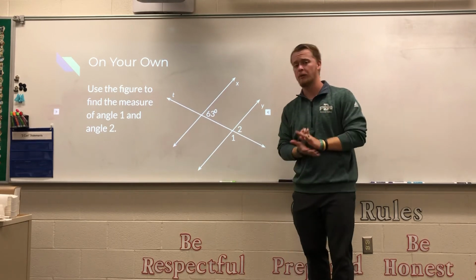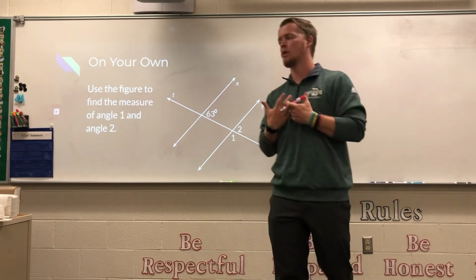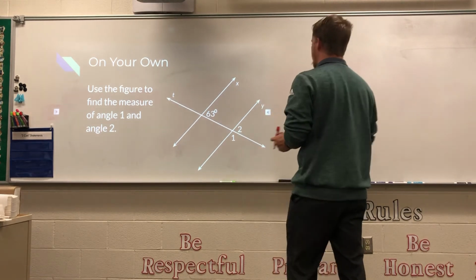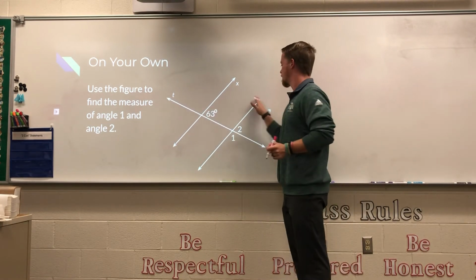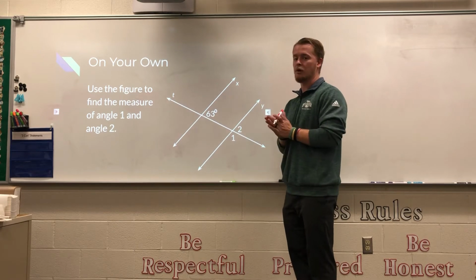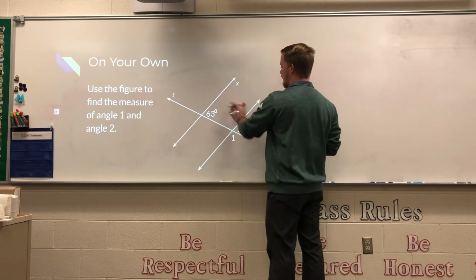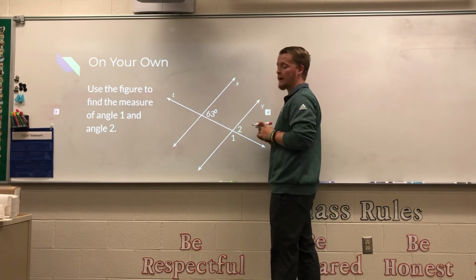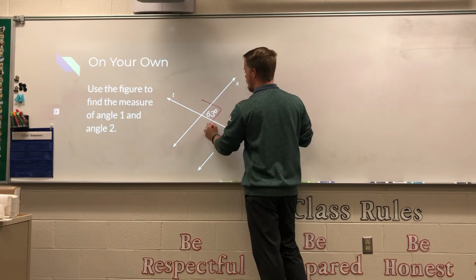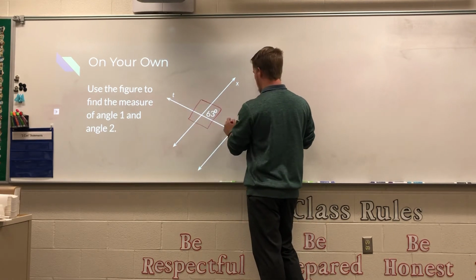So again, first thing I would do is recognize or point out my parallel lines. I have parallel line X, parallel line Y. Those never cross. So these are my parallel lines. And I'm going to make boxes around their four angles. So we have these four and these four.